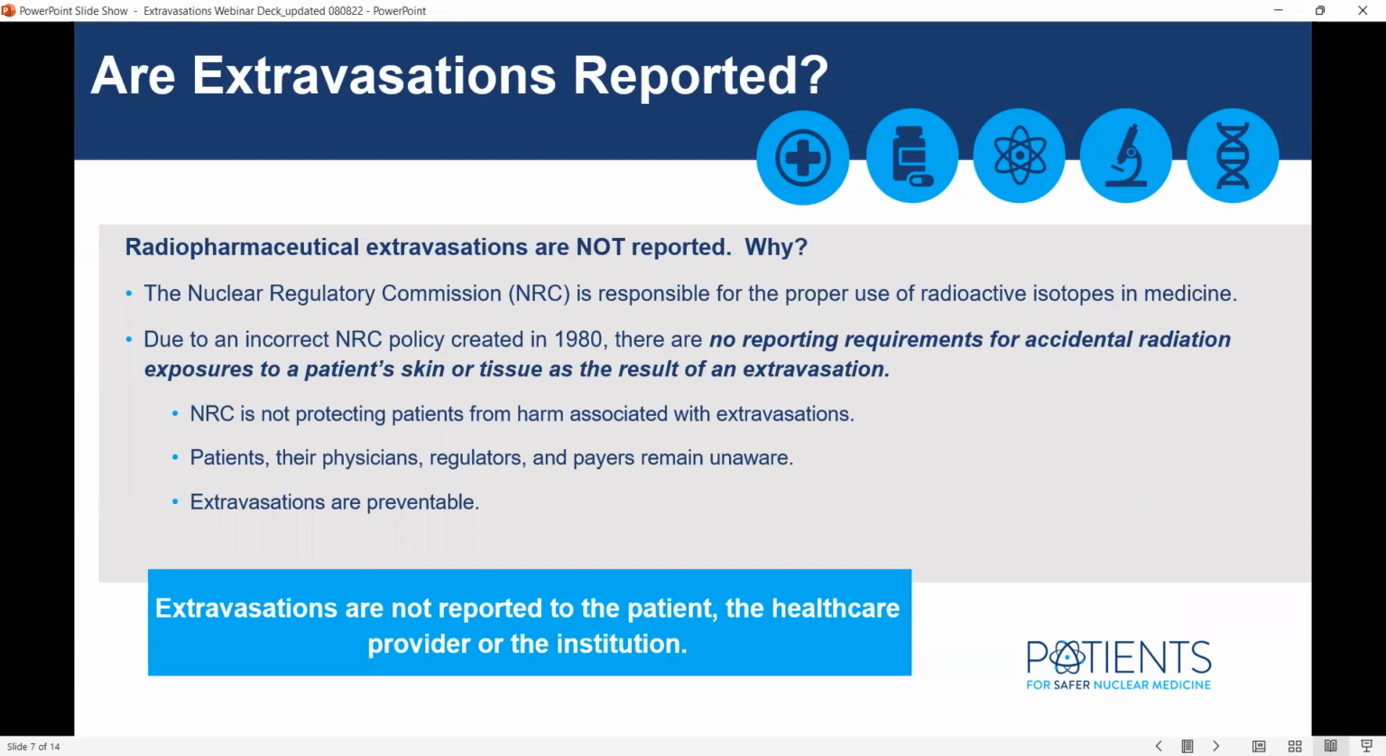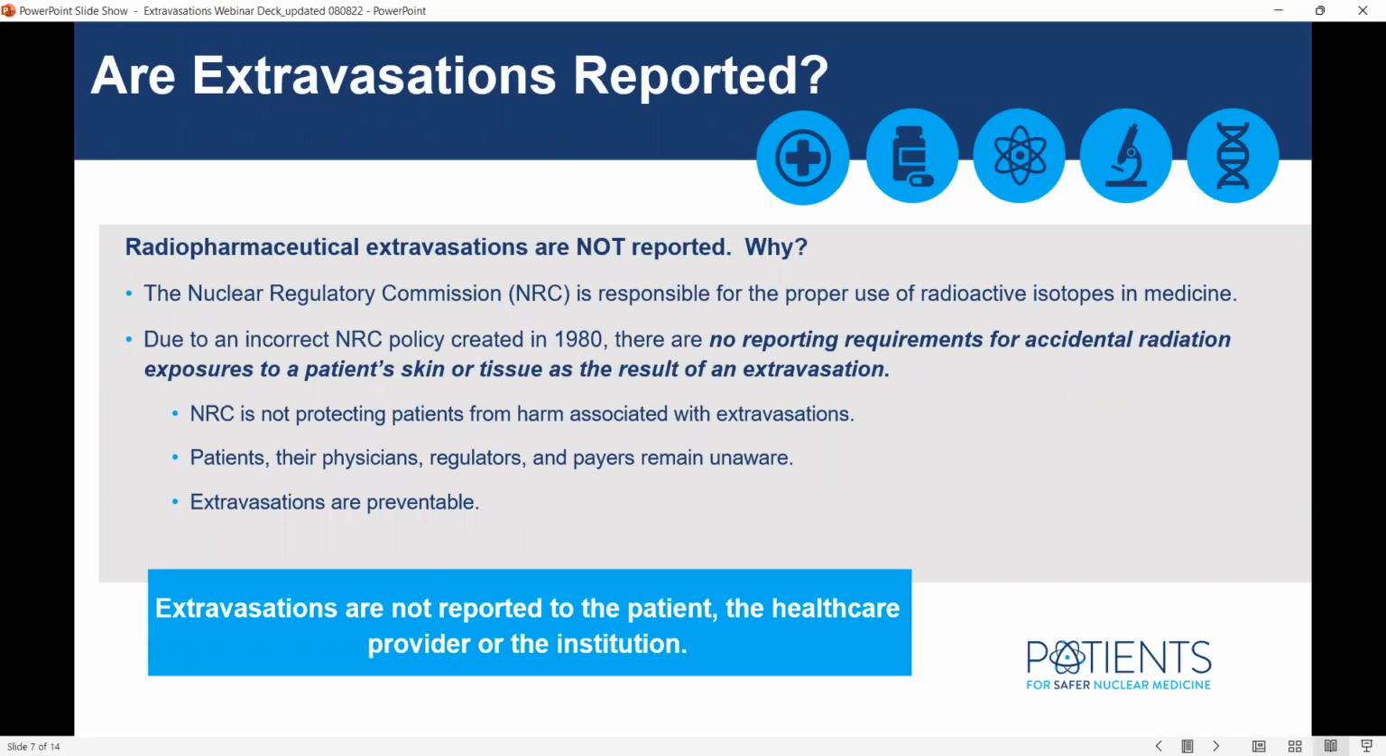Yet, if that same medicine was spilled on your skin, it is reportable. But when that medicine is accidentally injected into your tissue instead of your vein, it is not reportable.